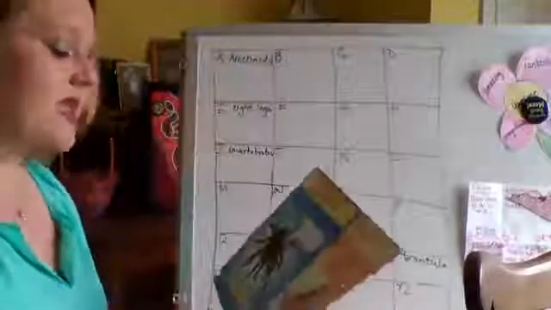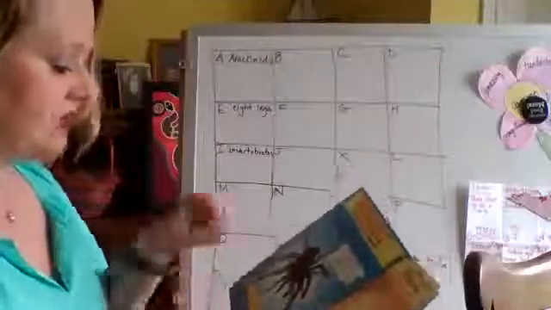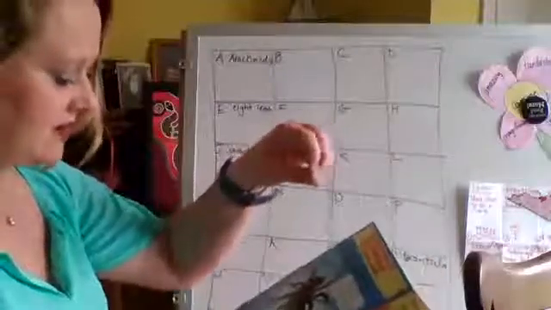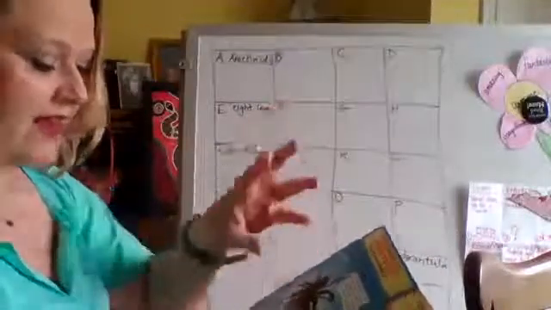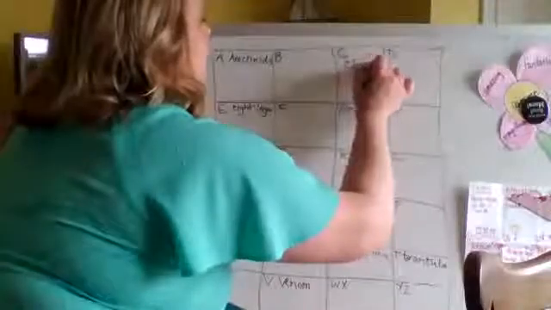I learned that it said that tarantulas have some claws at the end of their legs. Scorpions have some claws too. So for C, I'm going to put claws.